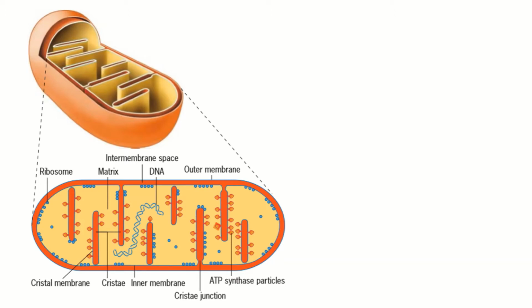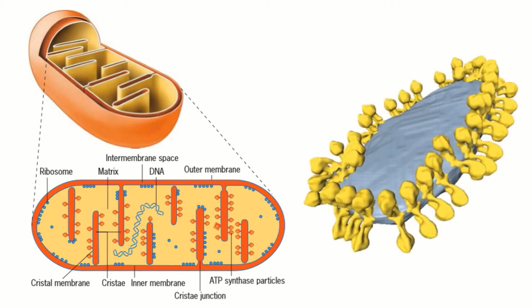So notice in this illustration of the mitochondrion that there are actually structures, as you can see here, that look like studs. They look like grains attached to the cristae of the mitochondrion. And they are actually ATP synthase. So they are enzymes, they are protein complexes, and they sort of look like this one. So this is a three-dimensional image of the ATP synthase attached to the cristae.